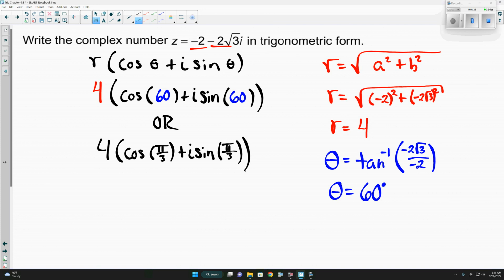Questions on this here? Now we could have multiplied it through and said 4 cosine of 60 plus 4i sine of 60, just multiplied the 4 through, but it's not really changing the answer. Same answer, just a different way to write it. Questions on this here?